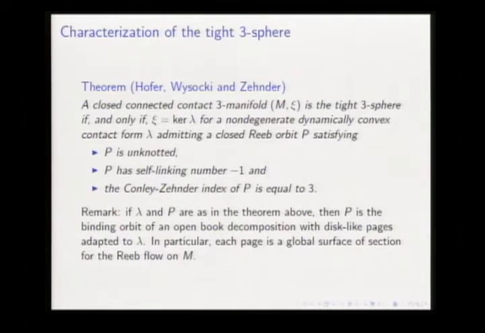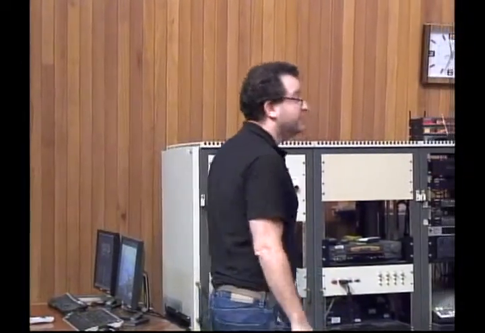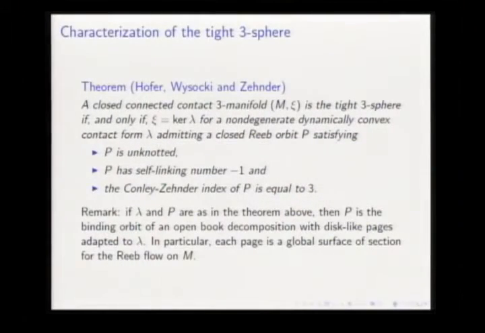So the first condition is topological. The second condition involves the contact structure. We assume that the self-linking number is -1. And the third condition is dynamical, which is that we assume the Conley-Zehnder index of this orbit is exactly 3. So in this situation, you prove that the contact manifold that you have must be the tight 3-sphere, the standard 3-sphere with the standard contact structure. I'll talk about that later.